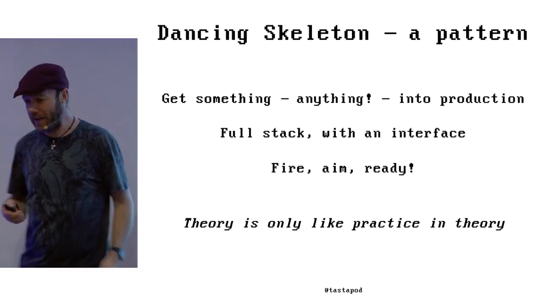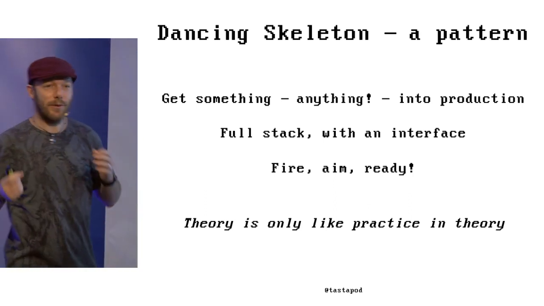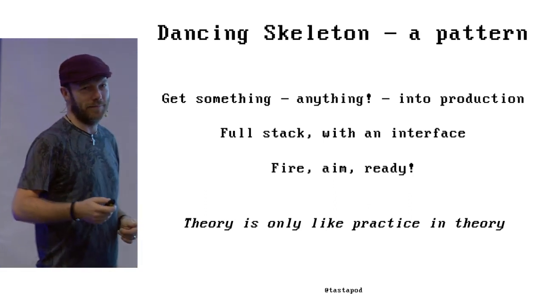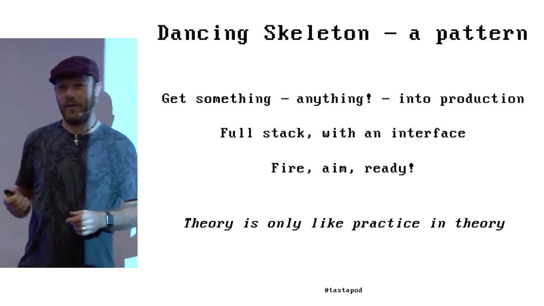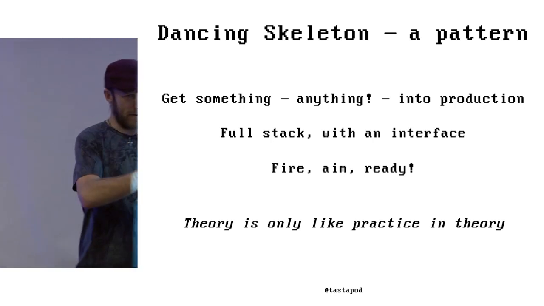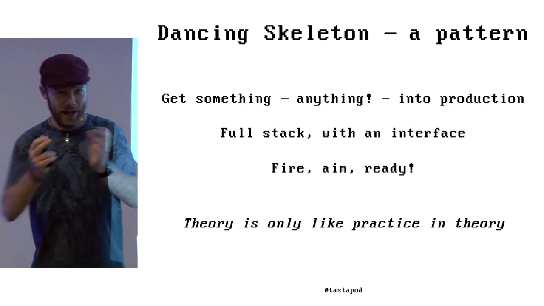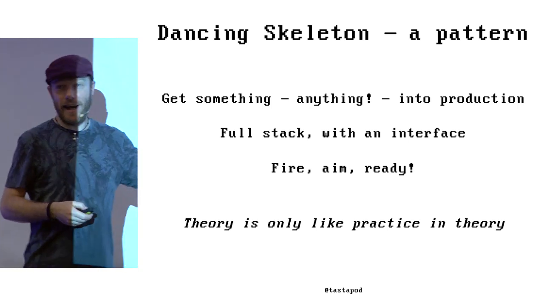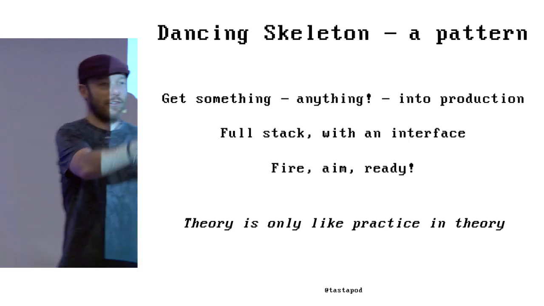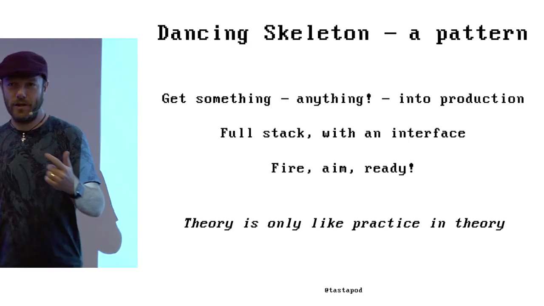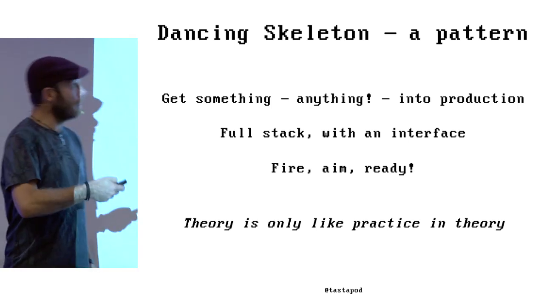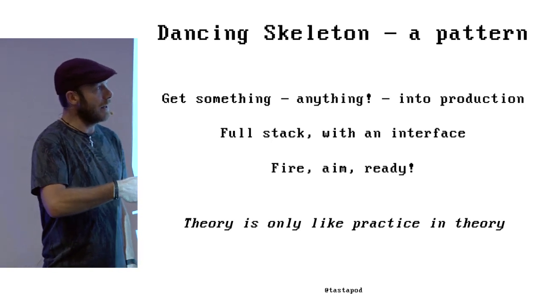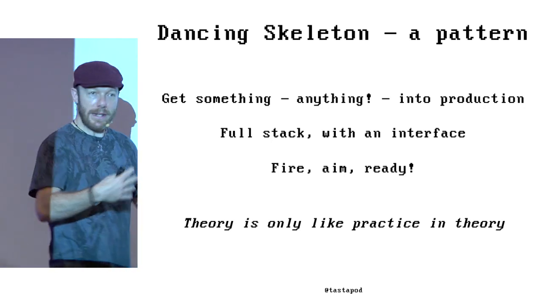So get something, anything into production. Your motto here is fire, aim, ready. It's the opposite of what you'd think. Normally we go ready, aim, fire. Ready is make sure it's done, aim, and then fire. No: fire, get it into production, and then aim. Use the feedback from production to tell you what you need to change. And you iterate on fire, aim, fire, aim, and you get really good at that.